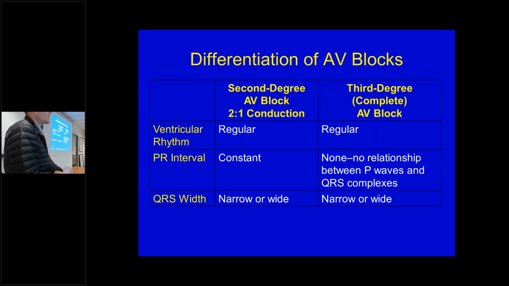So you have 2-to-1 conduction. It could be type 1 or type 2, right? It's just that the PR interval appears constant because it's a 2-to-1 block. Can be narrow or wide depending on which one it is, right? And then the third degree, the QRS and the P waves are regular, but they're independent. There's no relationship between the P waves and the QRS. Can be narrow or wide depending on where that block is.